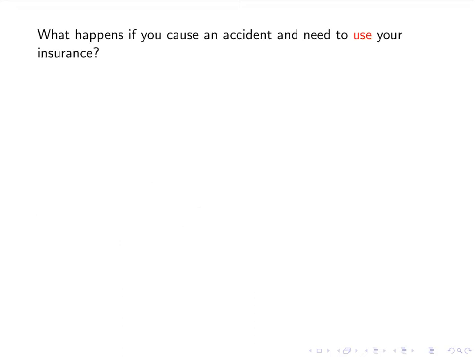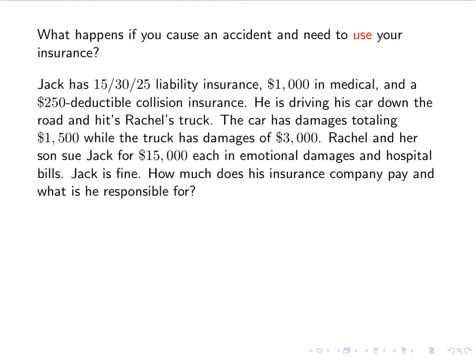So what happens if you cause an accident and you need to use your insurance? Jack has $15-30-25 liability insurance, $1,000 in medical, and a $250 deductible collision insurance. He's driving his car down the road and he hits Rachel's truck. The car has damages totaling $1,500, while the truck has damages of $3,000. Rachel and her son sue Jack for $15,000 each in emotional damages and hospital bills. Jack, however, is fine. How much does his insurance company pay, and what is he responsible for?